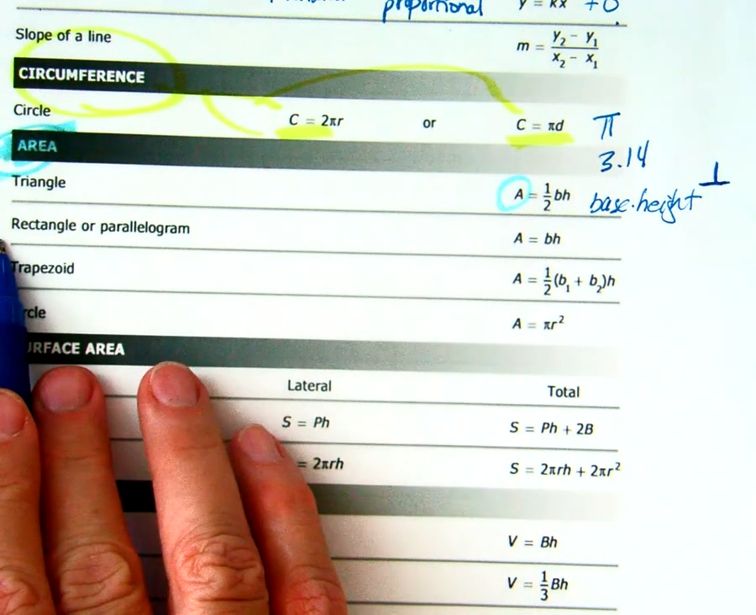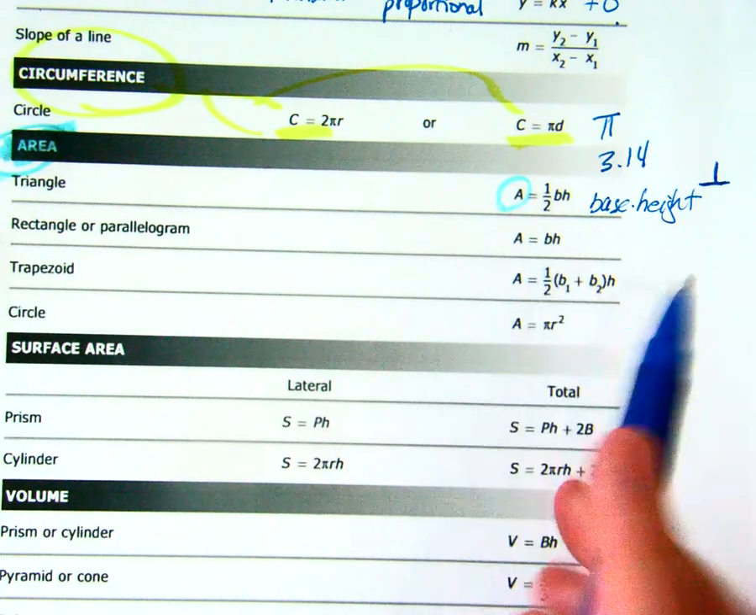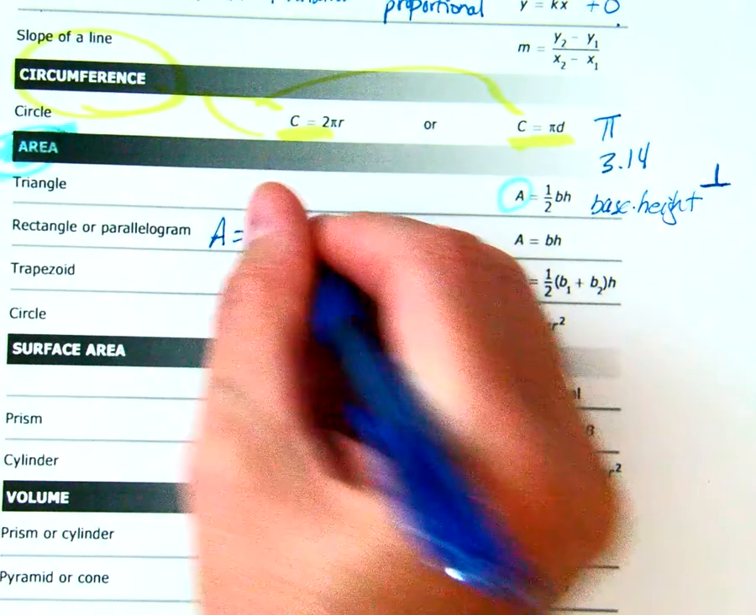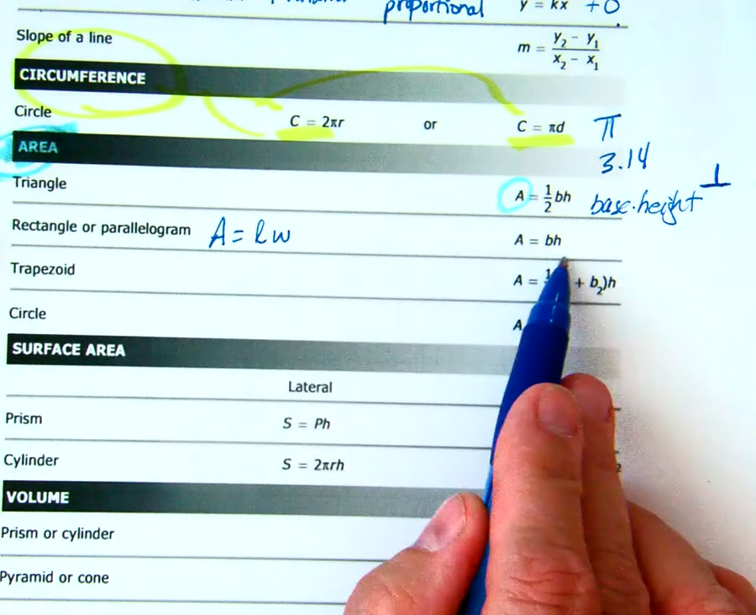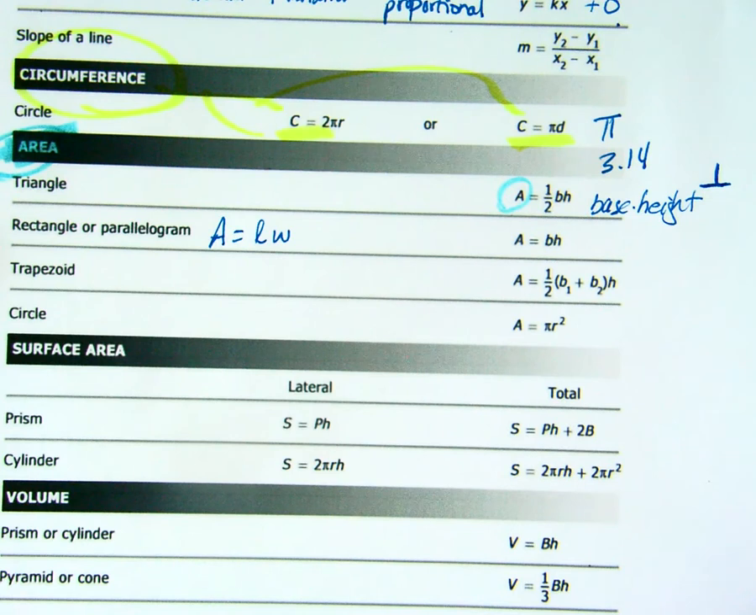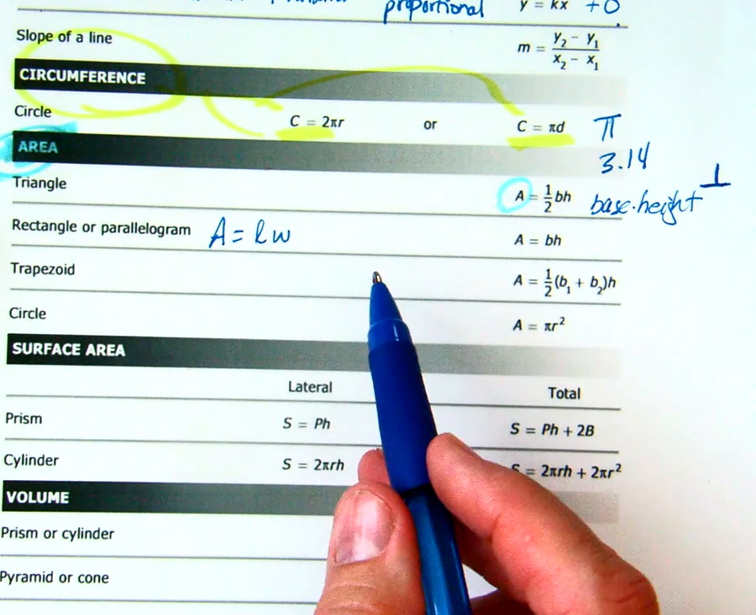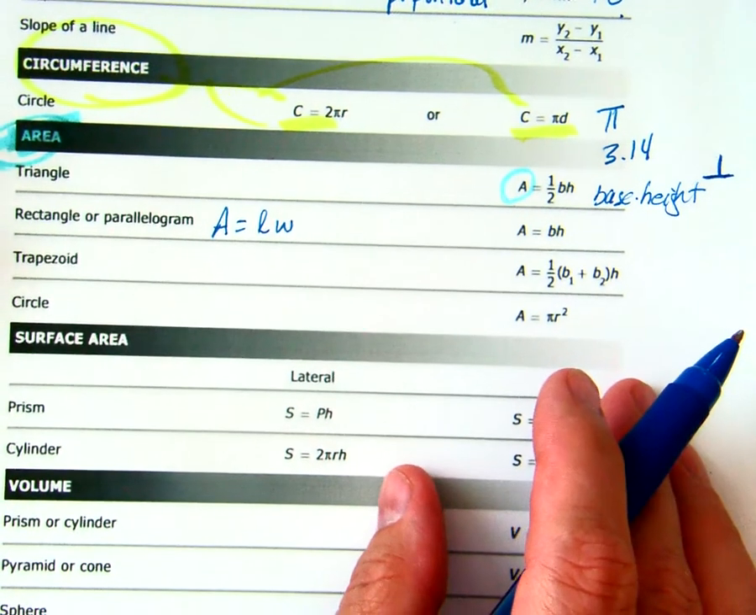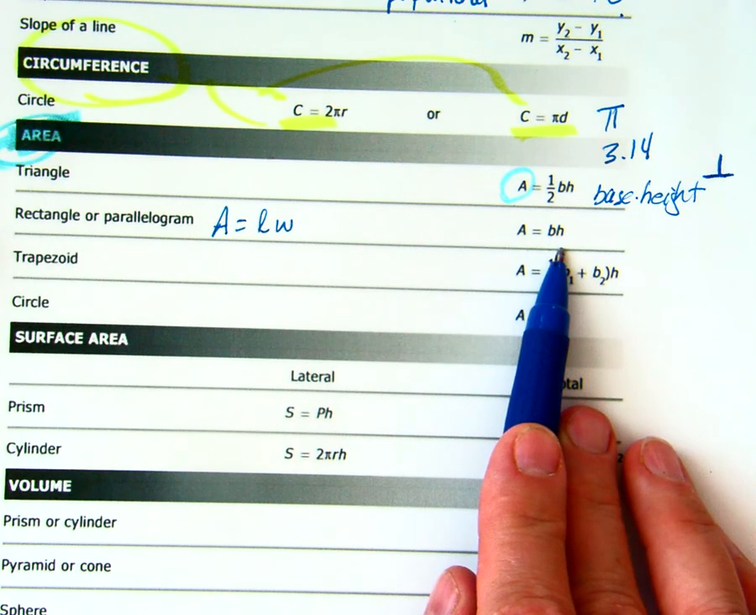Now, rectangles and parallelograms. Typically, when we think of rectangles, we're going to say area, capital A, equals length times width. Well, length is the same thing as base, and width is the same thing as height, and it doesn't matter which one you call it. You can say length is either base or height, and then you can say width is the other one. It's a rectangle. It doesn't matter. So don't worry about it. And don't be bothered that it says base times height instead of length times width. It means the same thing.